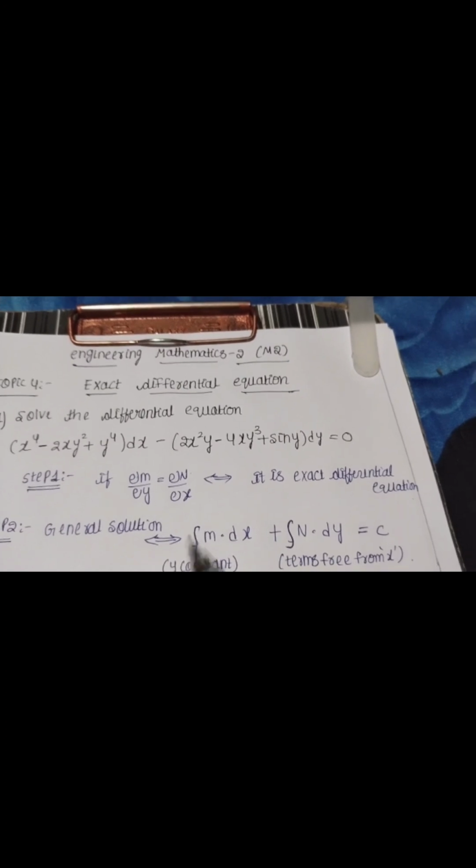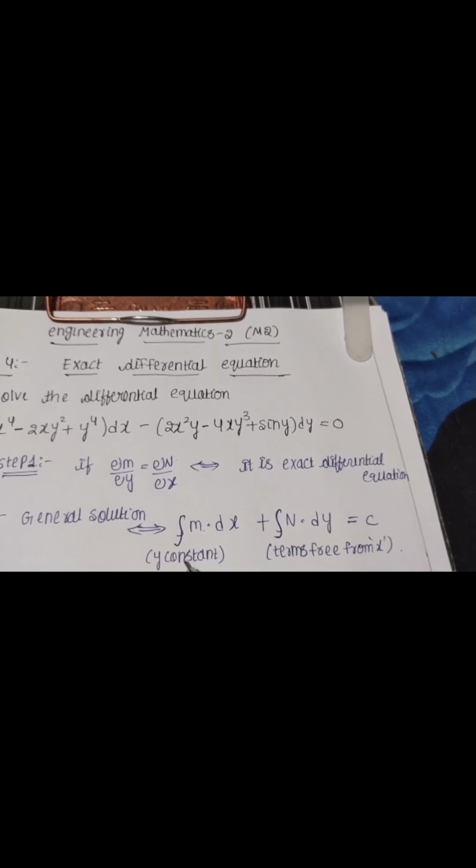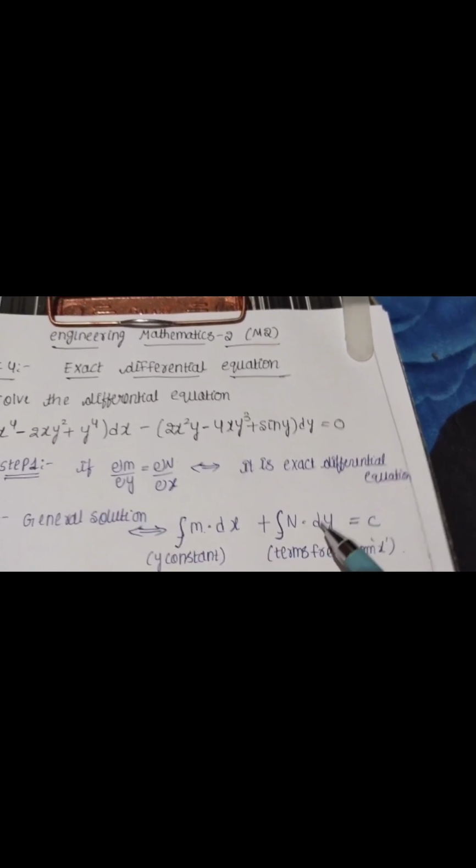Now step 2 is finding the general solution, which is the integration of M dx plus N dy. For the integration of the M part, we have to keep y as constant. For the N part, we integrate only the terms which are free from x. The sum of these is equal to a constant. This is the general solution.